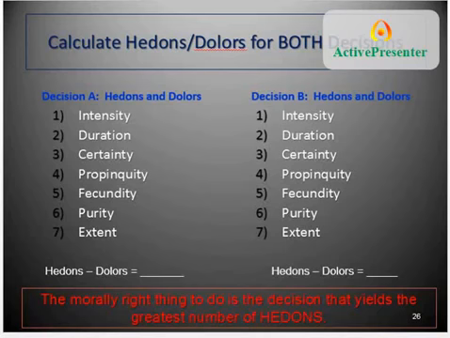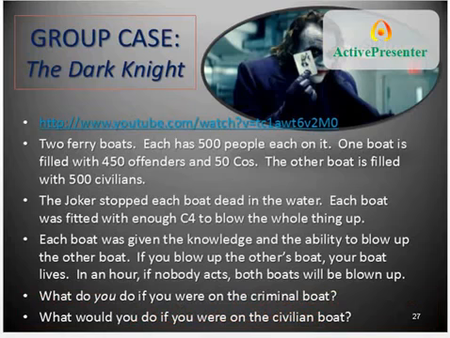On the discussion board, you're going to have to find a movie case, and you're going to have to run this hedonic calculation for an act utilitarian. So you're going to pick your movie case, and then you're going to figure out decision A and decision B, and you want to have a specific number amount, not scales. You want to have numbers you can add up. So hedons minus dolors equals what for decision A? Hedons minus dolors is what for decision B? So the morally right thing to do is the decision that yields the greatest number of hedons, or units of pleasure.